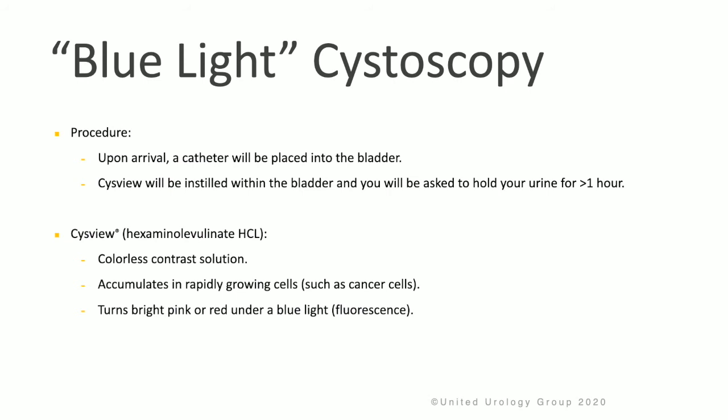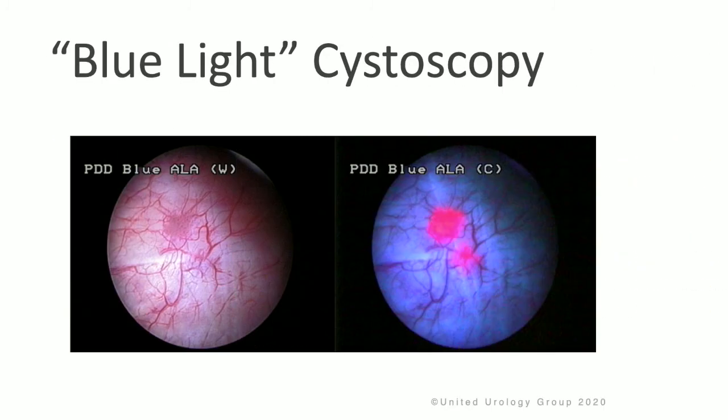With blue light cystoscopy, upon arrival, a catheter will be placed into the bladder. Cysview will be instilled within the bladder, and you'll be asked to hold your urine for up to 1 hour or more. Cysview is a colorless contrast solution that accumulates in rapidly growing cells such as cancer cells. It turns bright pink or red under a blue light. You can see here when the blue light is activated, the area of concern lights up pink. This aids in the doctor's ability to resect the tissue and diagnose bladder cancer.